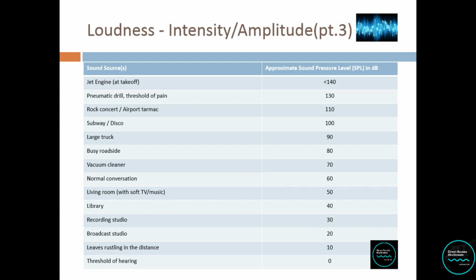Let's go next. A very busy roadside in the middle of town, in the middle of the city. You get about 80 dB. Then you're standing on that busy roadside and suddenly one large truck passes by. That one sometimes you get about 90 dB.